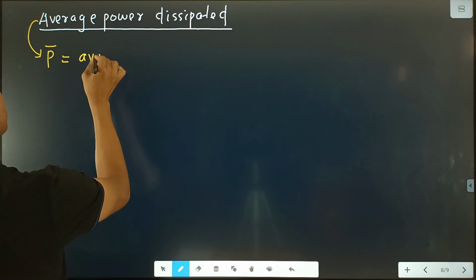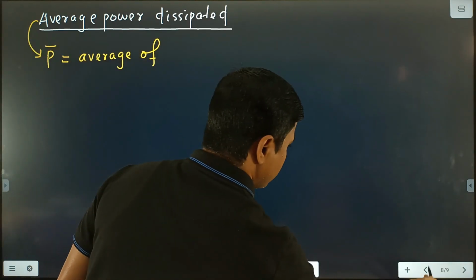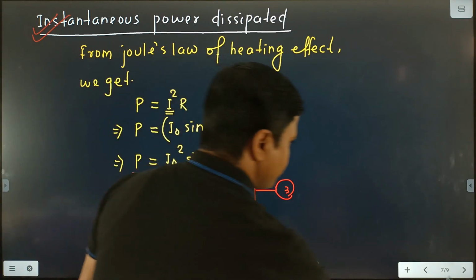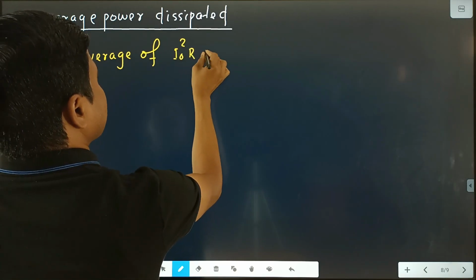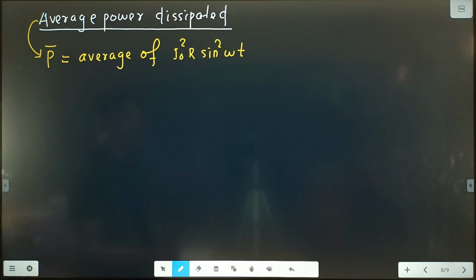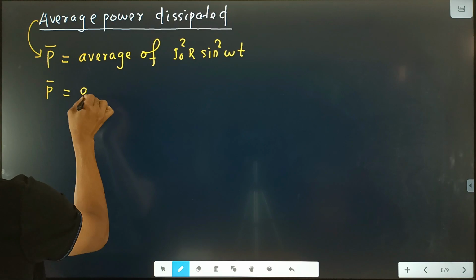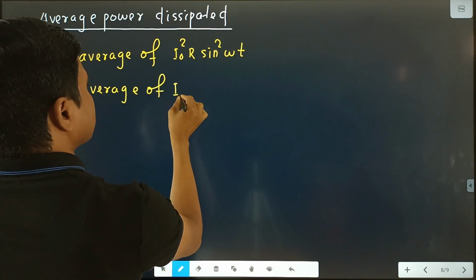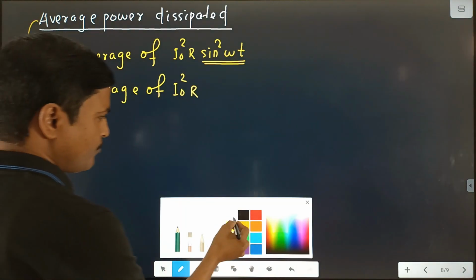We write that is equal to the average of I0 square r sin square omega t. Clear? This is equal to, we write average power is equal to the average of I0 square r. What is sin square omega t? Here we put the trigonometric formula.